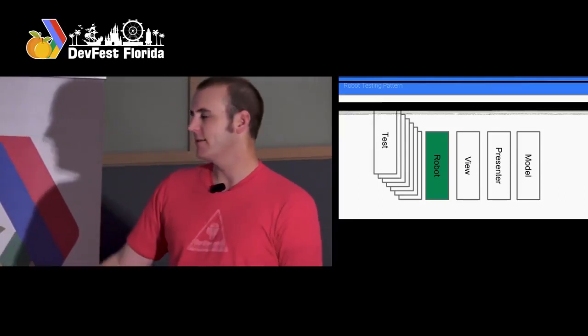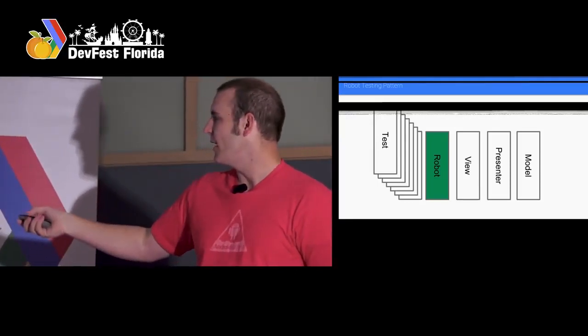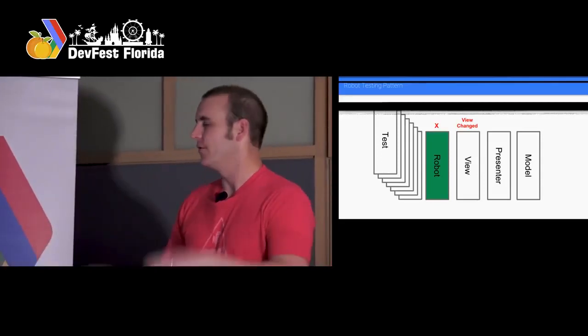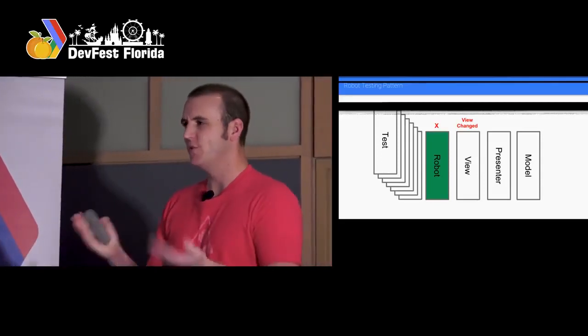So now you have all these tests. They're all using robots, and they're interacting with the views. But when your view changes, you only update one thing in the robot, and then all your tests magically work again, assuming it's a small change.